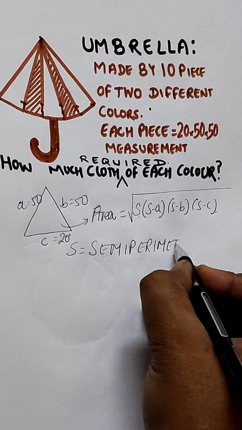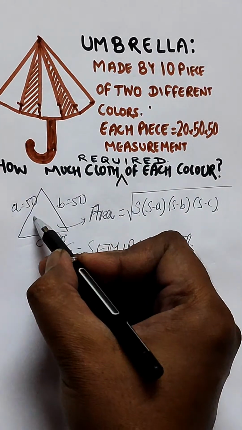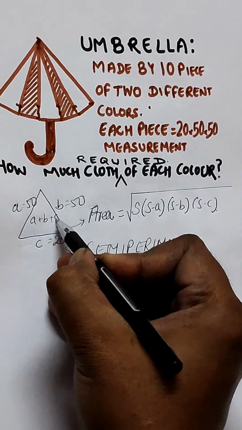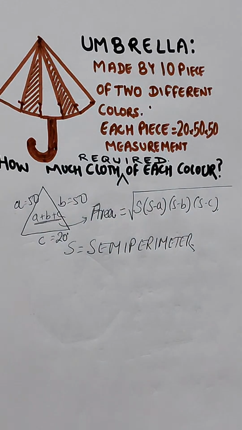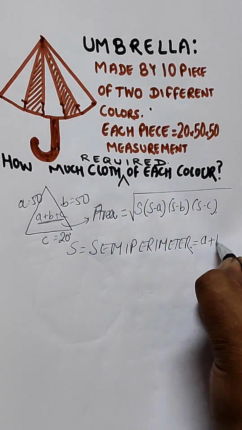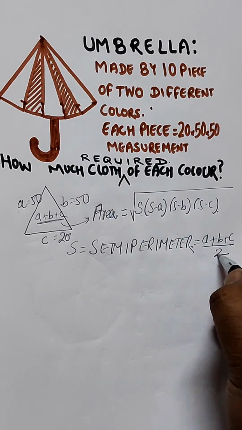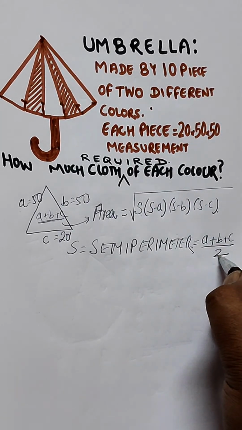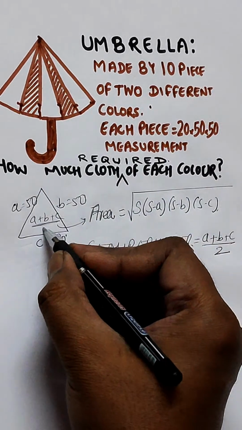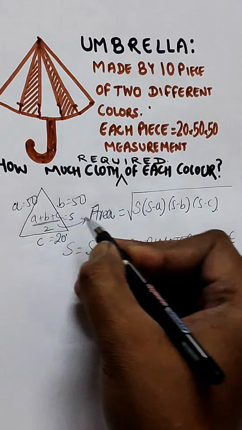Semi-perimeter. And what is the semi-perimeter? That means the sum of A plus B plus C. This is your semi-perimeter, right? Semi-perimeter is A plus B plus C divided by 2. Semi, that's why 2 is there in the denominator. So A plus B plus C divided by 2 is your semi-perimeter, right?